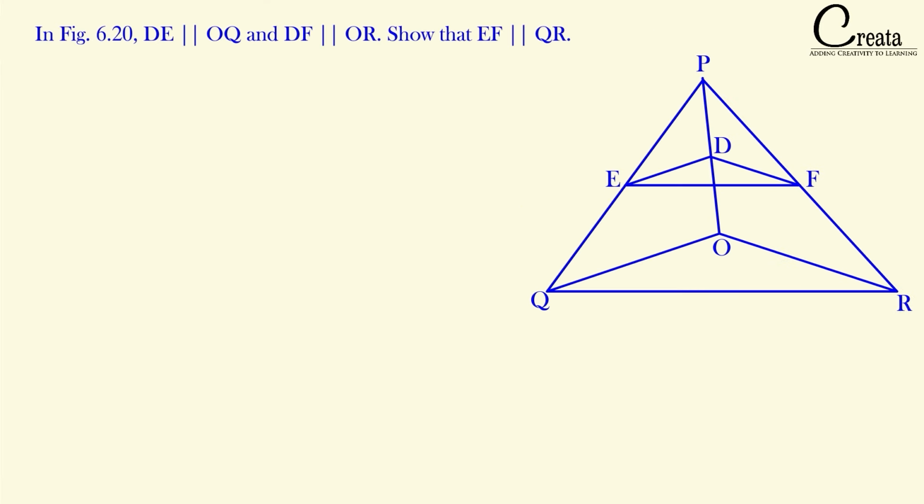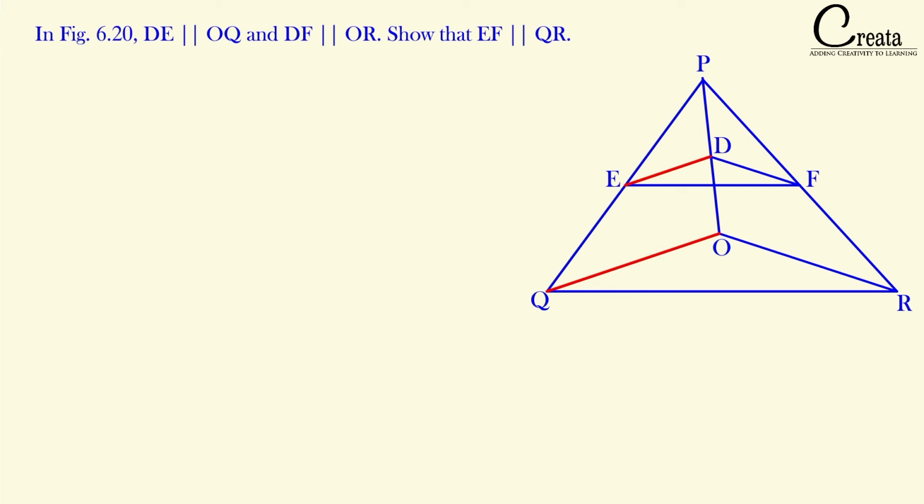In figure 6.20, DE is parallel to OQ and DF is parallel to OR. Show that EF and QR are parallel to each other. So let's observe the given figure. Here ED and QO are given as parallel and DF and OR are also given as parallel to each other.